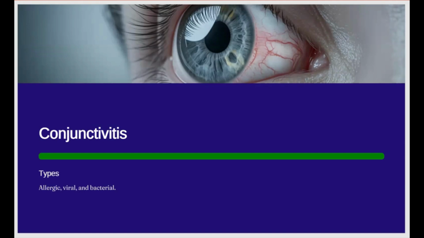Don't forget mast cell stabilizer. Then with viral, it starts unilateral but then goes to bilateral. And viral is a watery or clear discharge, and the treatment is antihistamine and decongestant.